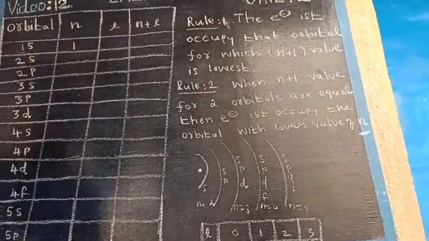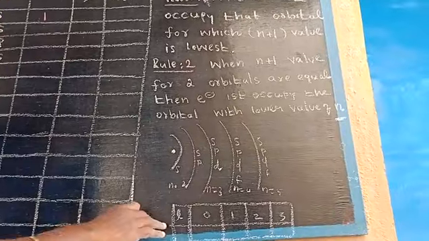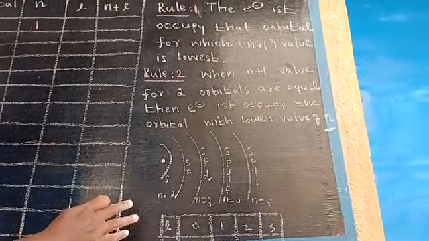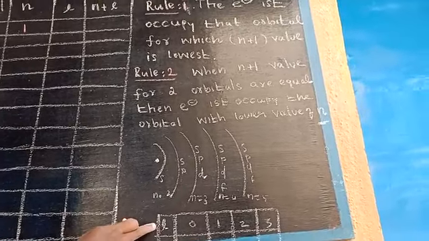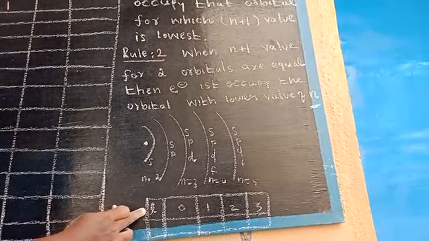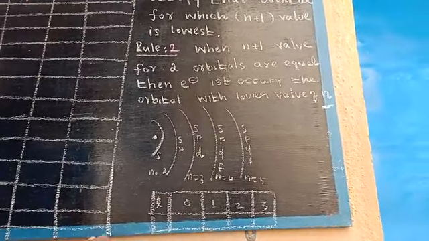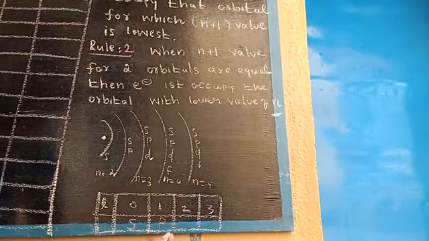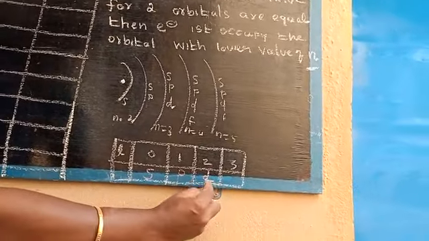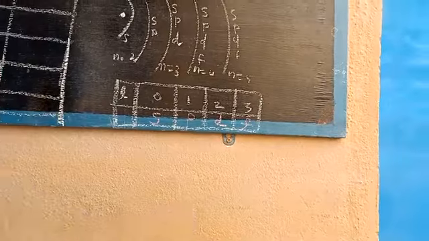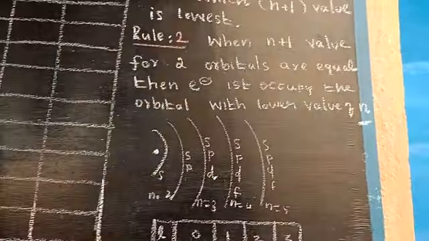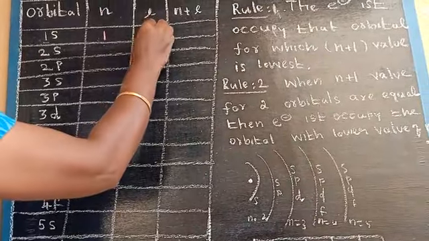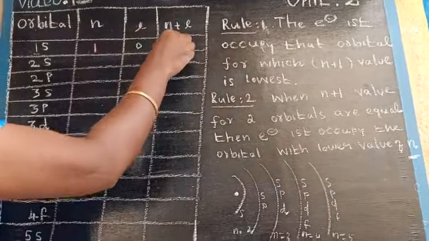Next children, this tabular column, I am writing this tabular column for maximum videos, children, it is very important. Okay. Now L azimuthal quantum number value 0. What about the orbital? S orbital. L is equal to 1 p orbital. L is equal to 2 d orbital. Next f orbital. S p d f. Okay. So now L value here 0. 1 plus 0 is 1.